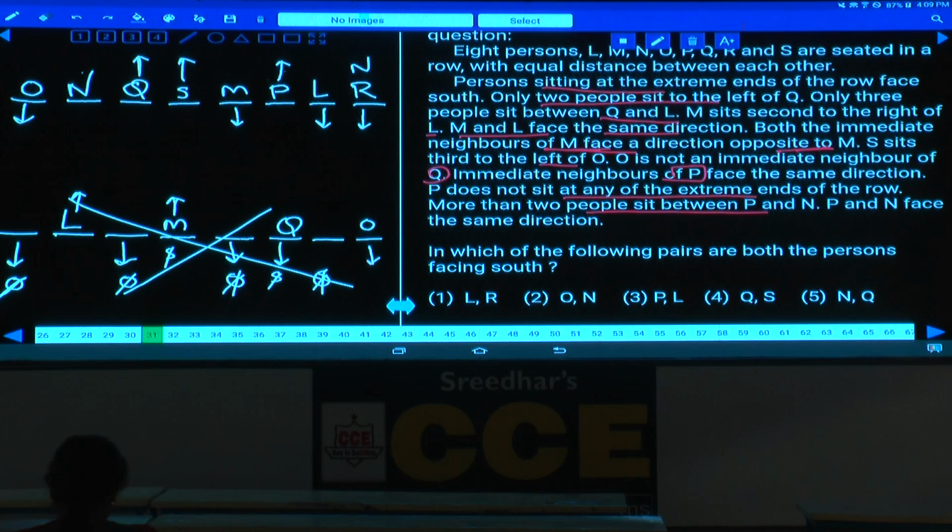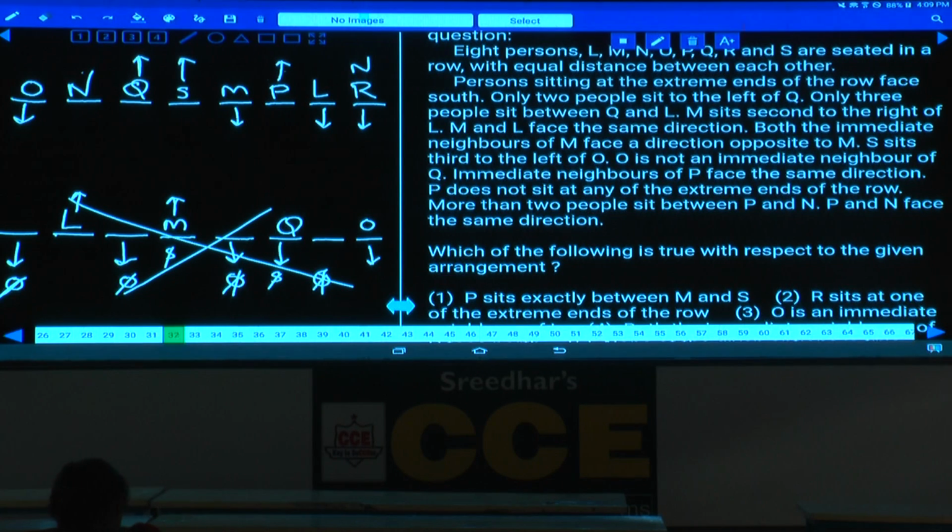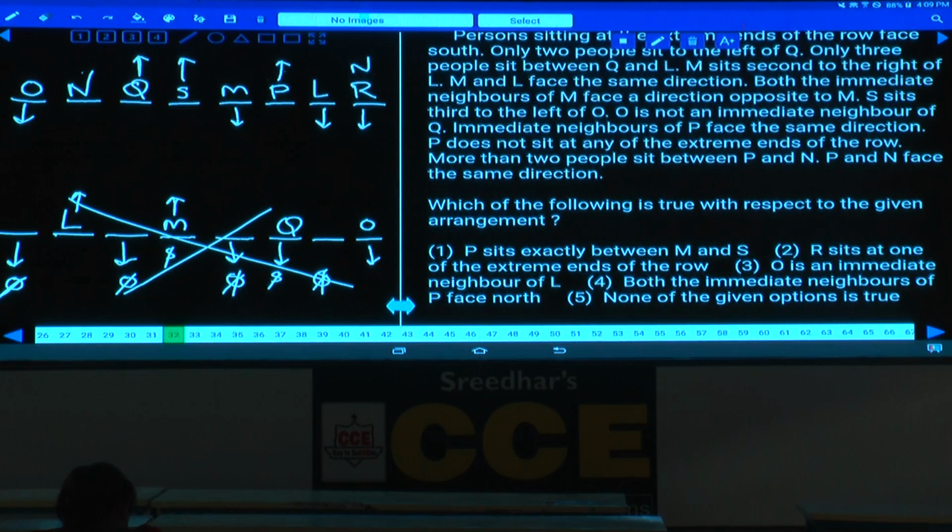Done with this? This is how these 8 persons are seated in a row, and some of them are facing towards north and some of them are facing towards south. Then question number 31. In which of the following pairs are both the persons facing south? L and R. Tell me whether L and R are facing south or not. Both these two persons are facing towards south.